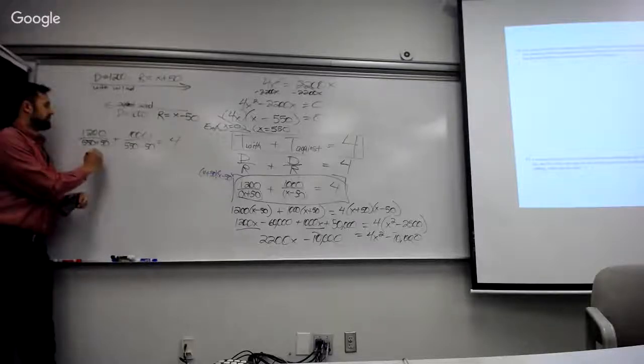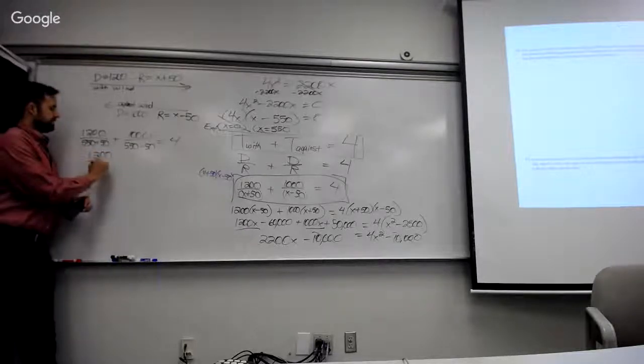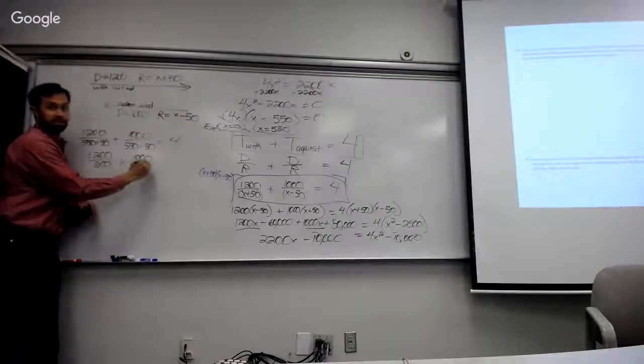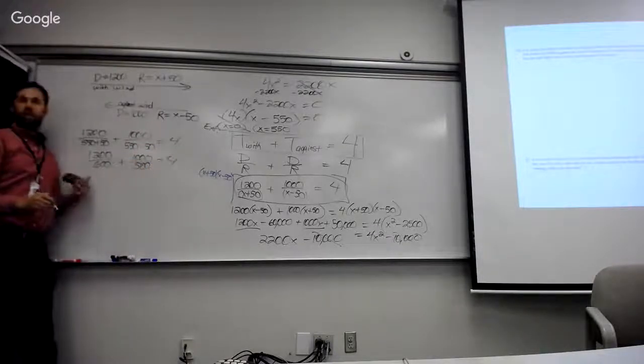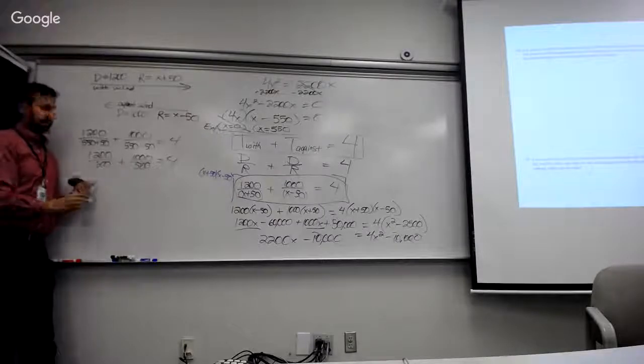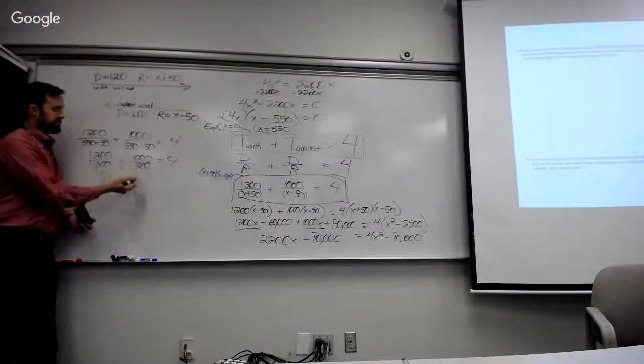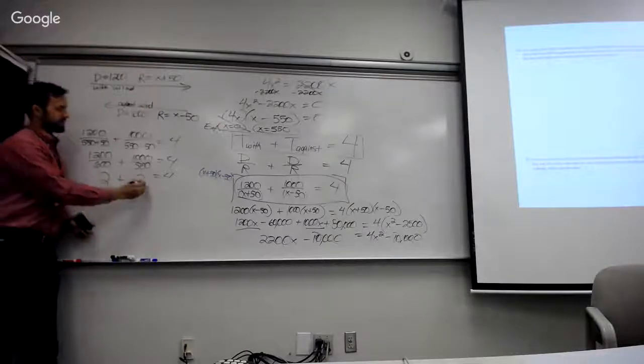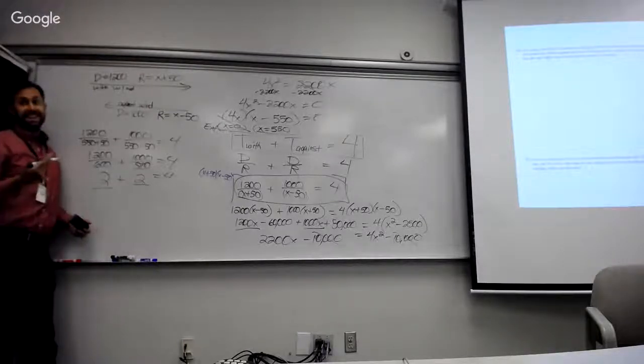This is 1,200 over 600. And this is 1,000 over 500. So you know you're going to be really excited. What's 1,200 over 600? 2. And 1,000 divided by 500? So what does that tell us about the time with the wind and the time against the wind? Same. It did end up being the same.